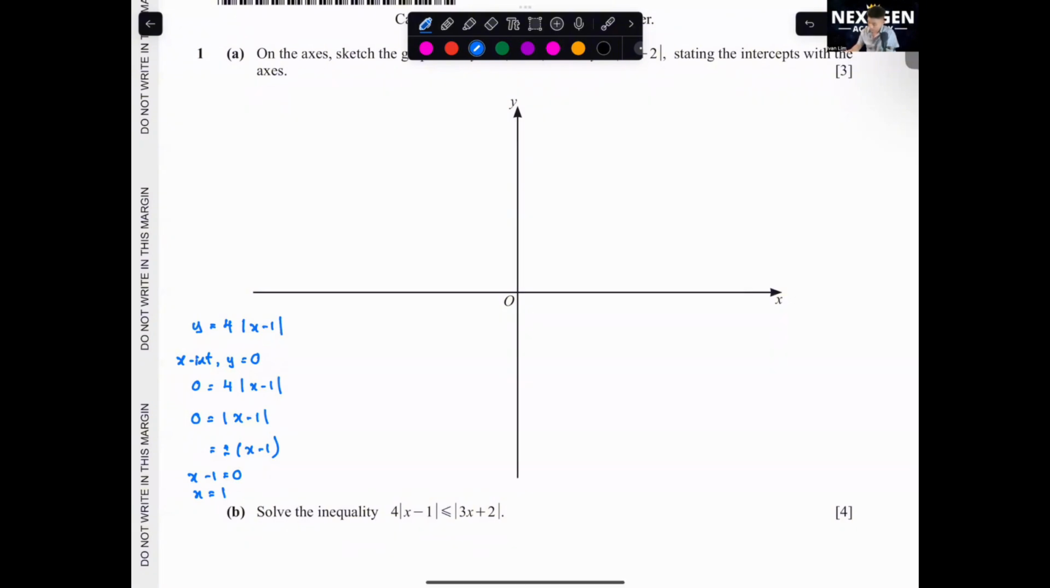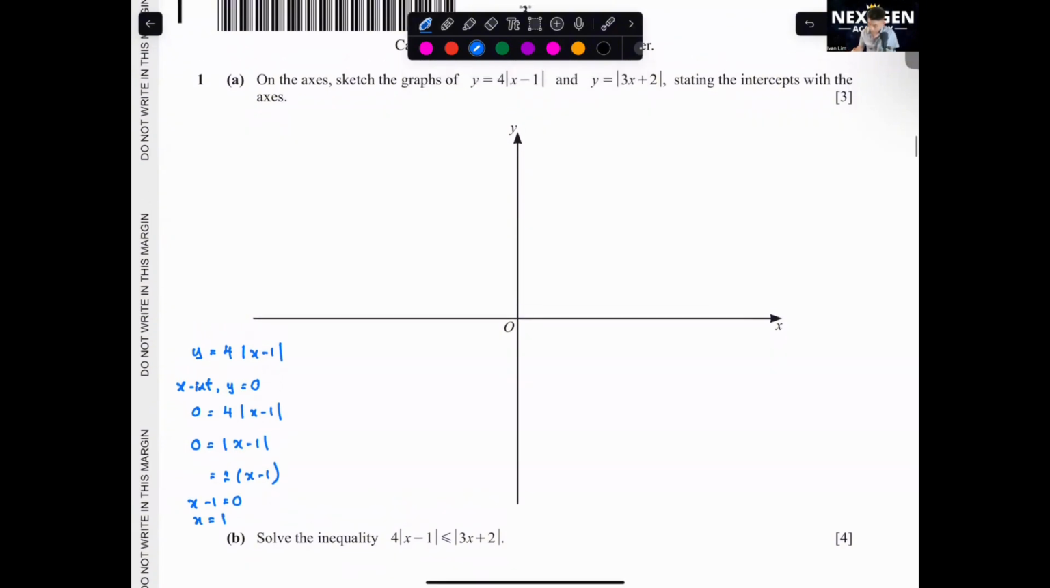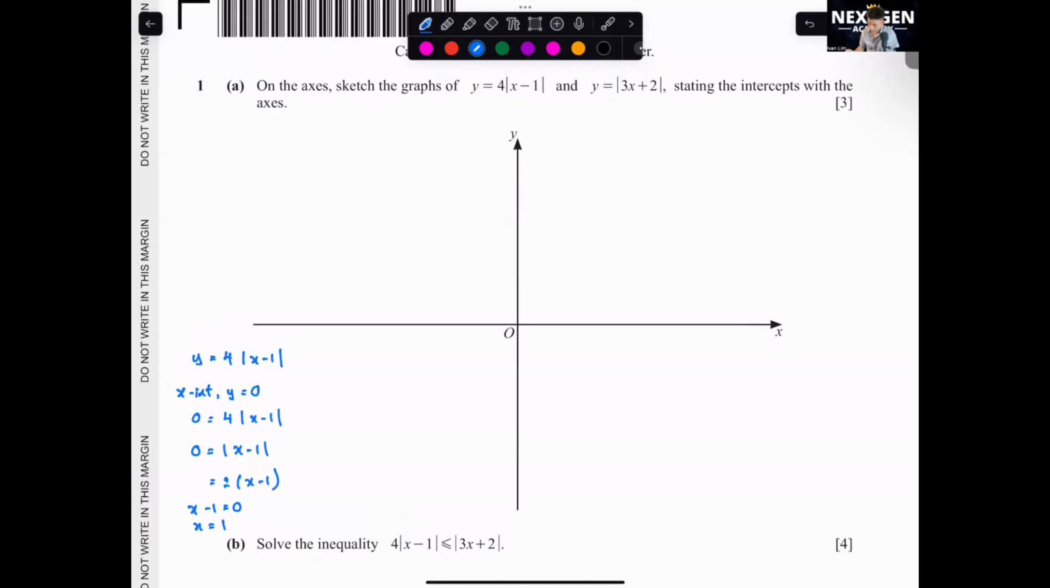The y-intercept. How do we find the y-intercept? The y-intercept is when x equals 0. So y equals 4 modulus 0 minus 1. This will be 4 modulus minus 1, 4 times positive 1, which equals 4.